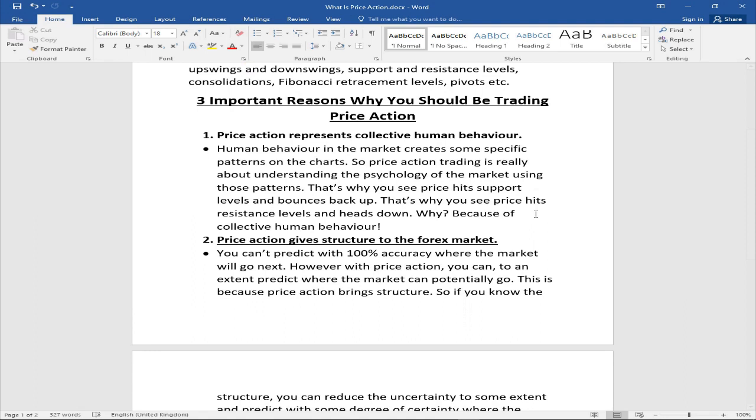If you see price hitting a resistance level and reversing from it, just know that there was collective human behavior on that level. So most people sold on that level because they saw that price was at a resistance level, thus turning price downwards, putting it in a downtrend. Okay guys, so that's how collective human behavior works.